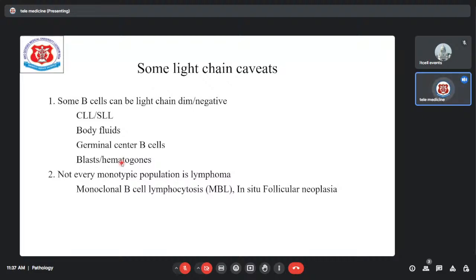In certain body fluids, if you are processing them, the B cells might have dimmer expression of clonality markers. The germinal center B cells usually have a dimmer expression of these markers, and the blasts and hematogones also have a lesser expression of these.